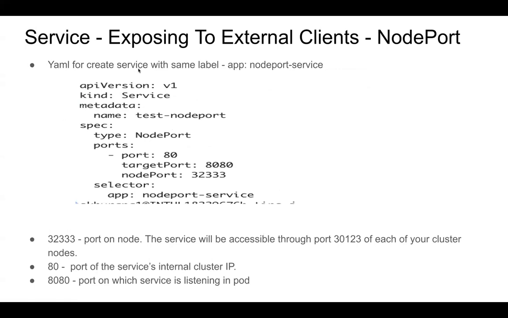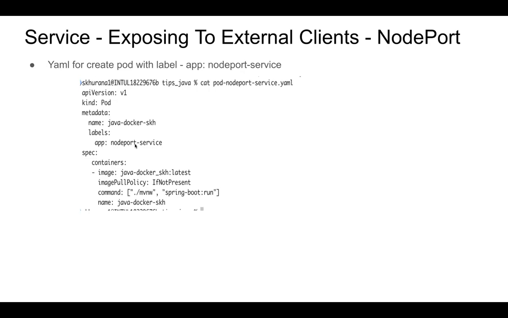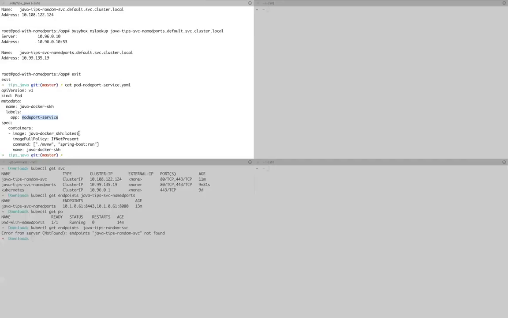Then I will create a service which is of type node port. So I will create this service also. If you see, I'm using the selector node port service here, and going back previously, the label here is also node port service. So this is one YAML.